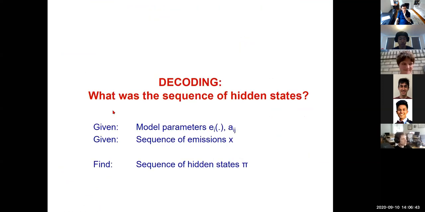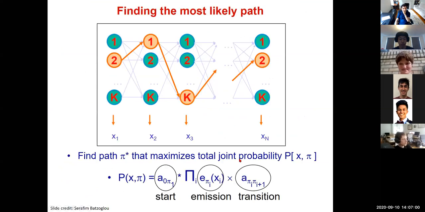So what are we going to do? We're going to assume that we're given the model parameters, that somebody told us what the emission parameters are and what the transition parameters are. And given a sequence of emissions, we're going to infer the most likely hidden state path. Out of all of the states that I could have possibly traversed in the n characters, of 1,000 nucleotides for example, we want to find the path that maximizes the total joint probability P of x comma pi. That total joint probability is whatever the start probability is, and we could ignore that if we assume that it plays very little of an effect, an uninformative prior, for example.